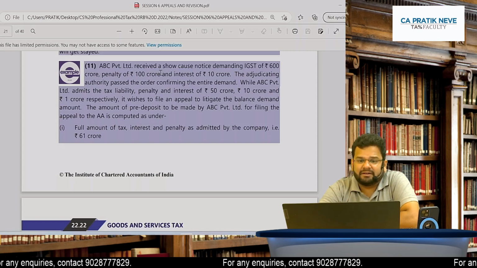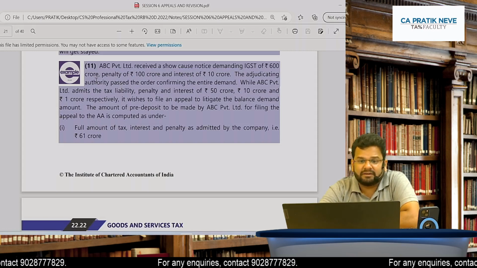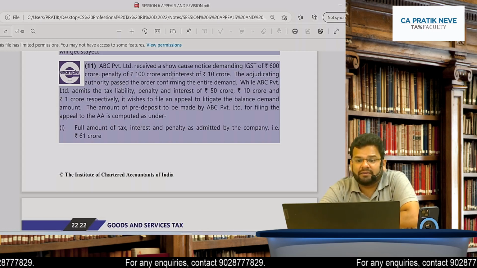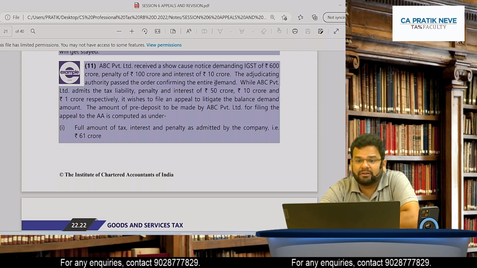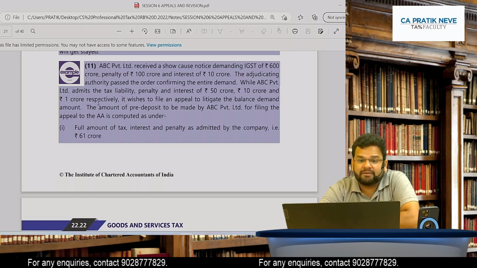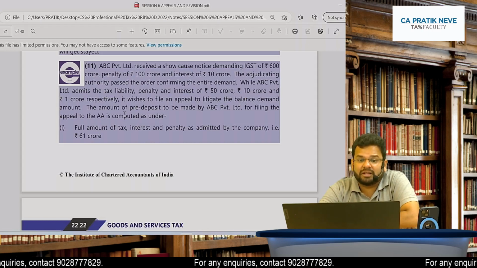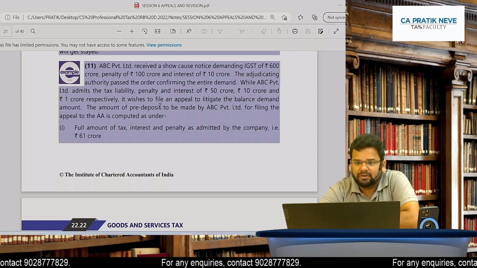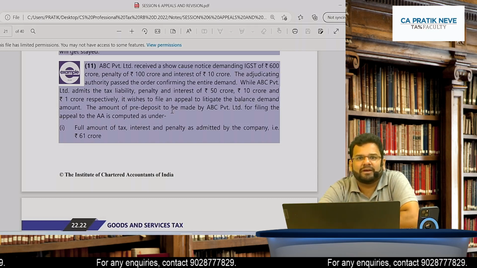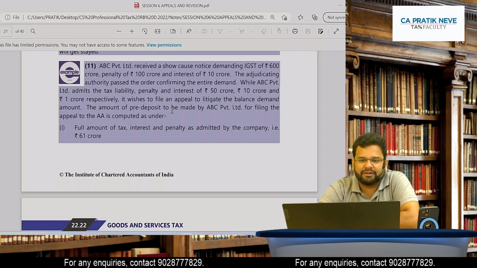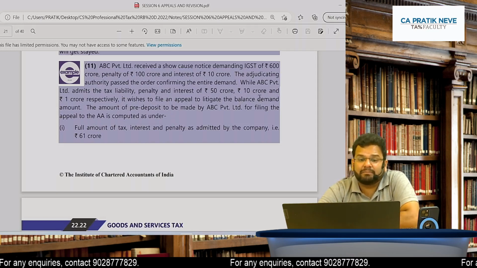ABC Private Limited received a show cause notice demanding IGST of 600 crore, penalty of 100 crore and interest of 10 crore. The adjudicating authority passed the order confirming the entire demand. ABC Private Limited admits tax liability, penalty and interest of 50 crores, 10 crores and 1 crore respectively, so please pay 50 plus 10 plus 1. You have admitted that, you accept it's your liability, pay that. It wishes to file an appeal to litigate the balance demand amount.